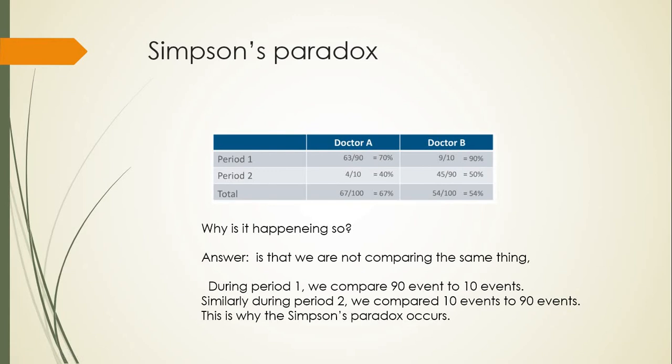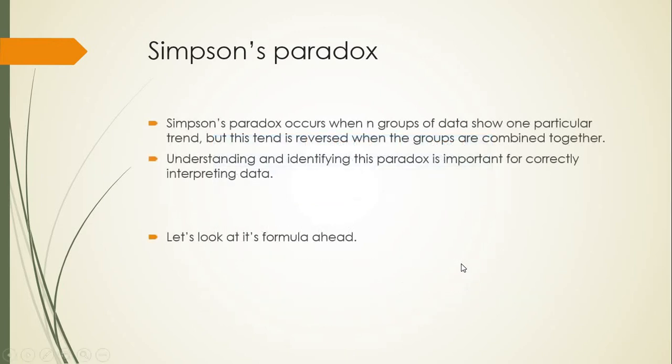We are not comparing the same things. During period 1 we compare 90 events to 10 events. Similarly, during period 2 we compare 10 events to 90 events. That's why Simpson's paradox occurs. We are not comparing the same things. Now we'll see what is Simpson's paradox. Simpson's paradox occurs when a group of data shows one particular trend, but this trend is reversed when the groups are combined together. Understanding and identifying this paradox is important for correctly interpreting the data.